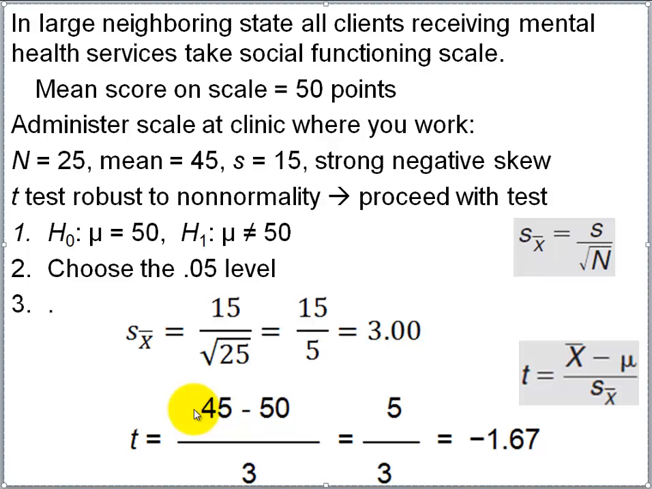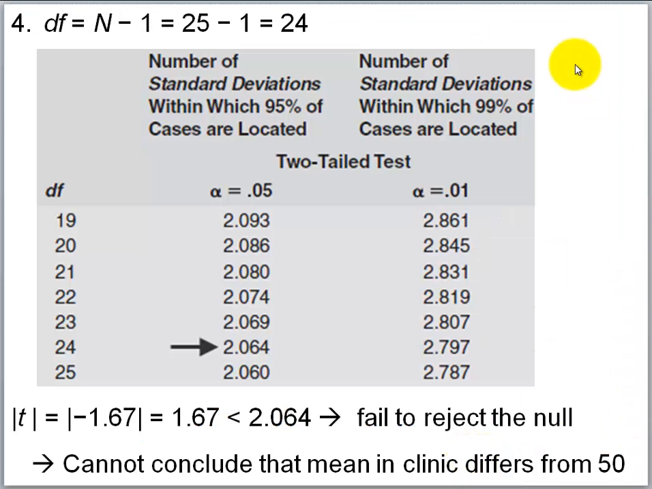So then we carry out our calculation. We take the study sample mean, we subtract the value stated in the null, we divide by the estimate of the standard error of the mean, which is to say the estimate of the standard deviation of the sampling distribution, and our obtained t computes to minus 1.67.